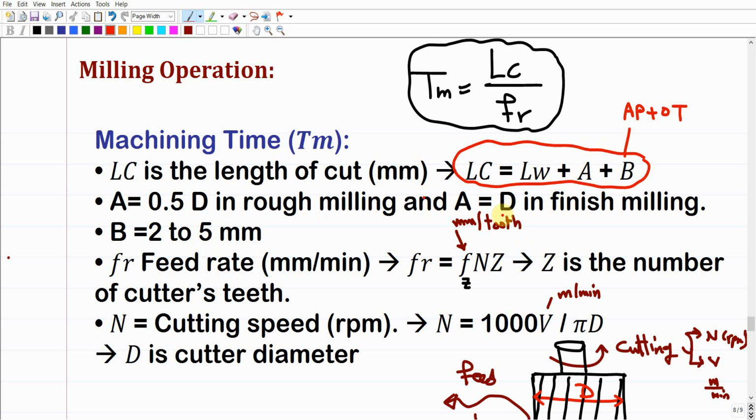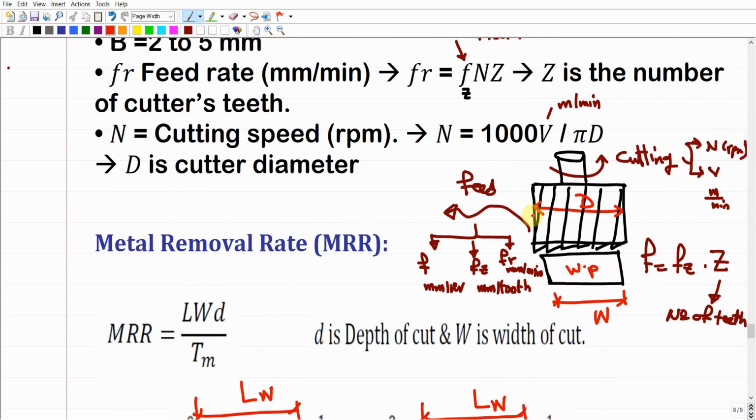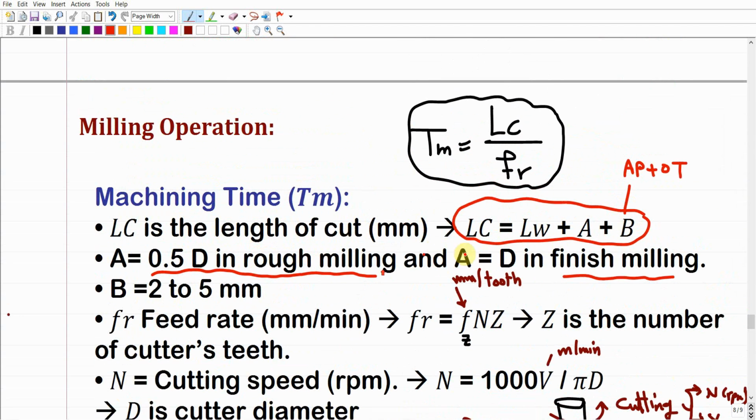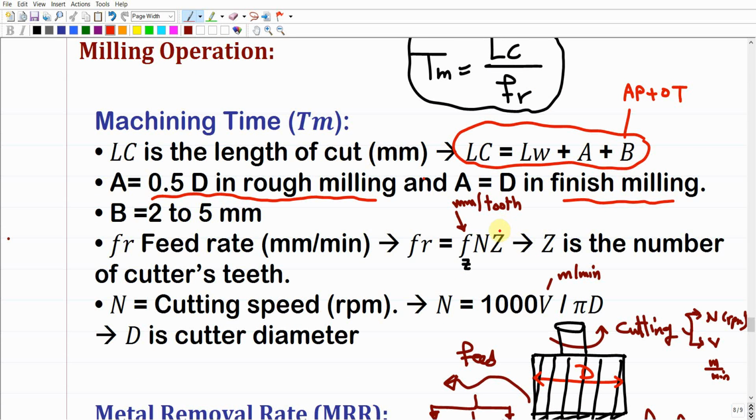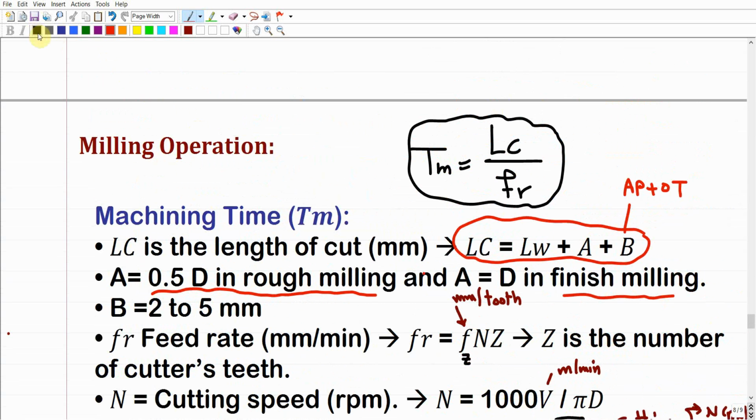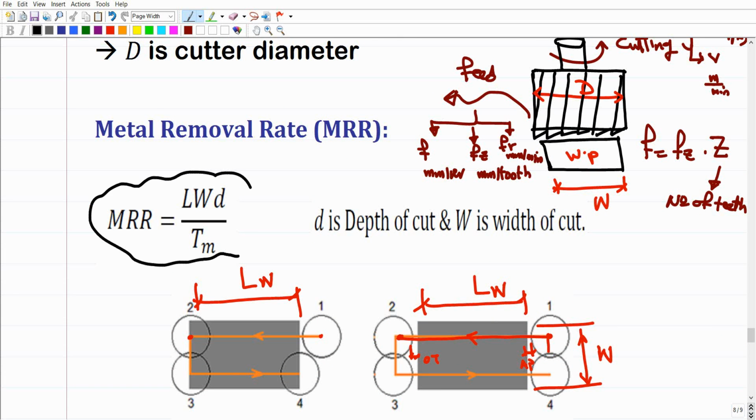But A is going to be D for the case of finish milling, and half D in case of rough milling. D stands for the diameter of the cutting tool, the cutter of the milling operation. So half of it for rough milling and D for finish milling. You add A and B to the length of the work part to end up with Lc to calculate the machining time. Definitely it is going to be in minutes. So this is simply how we can calculate the machining time for the milling operation. For the metal removal rate, it is going to be L W D.